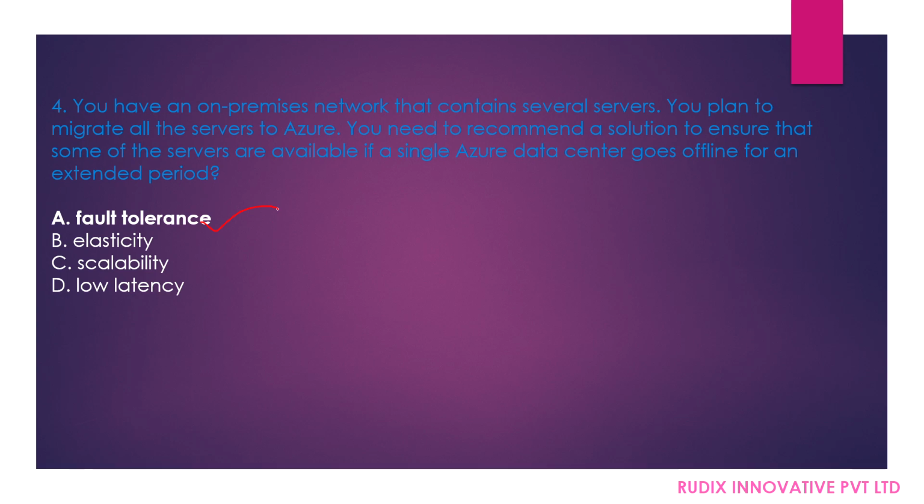I will explain why. Fault tolerance refers to the ability of a system to continue operating in the event of a failure. In the context of Azure migration, implementing fault tolerance ensures that some of the servers remain available even if a single Azure data center goes offline for an extended period. This can be achieved by deploying redundant resources across multiple Azure regions or availability zones. By distributing the resources across different geographical locations, the impact of a data center outage is minimized and services can continue running without disruption. Therefore, fault tolerance is the recommended solution to ensure high availability and resilience during the Azure migration. Next question.